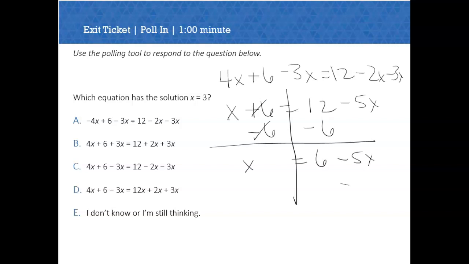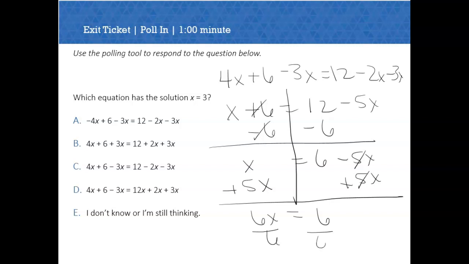The numbers are together, so we can get the variables together. Inverse operations every time. To get this, we undo it by dividing. So x equals 1. We have one more to look at.